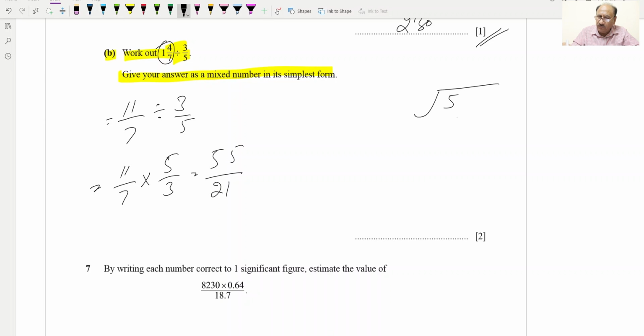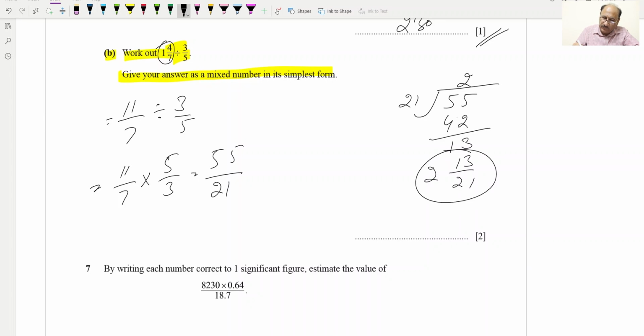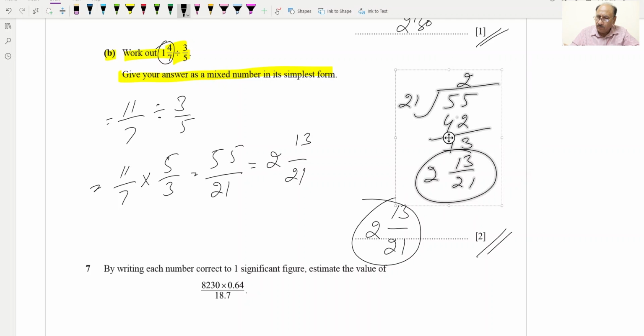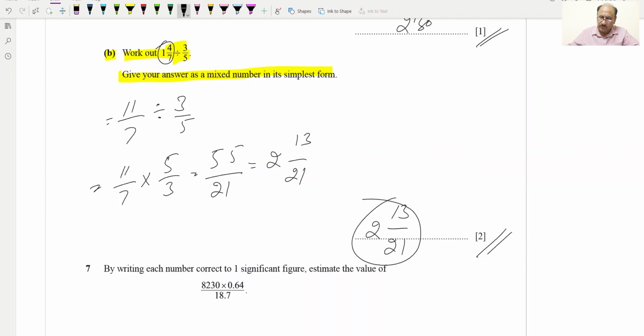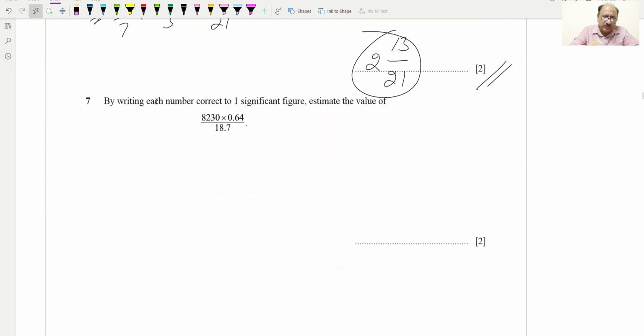55 over 21 we need to change into a mixed fraction. So we divide 55 by 21. This will be 42, and the remainder will be 13. So 2 whole 13 over 21 will be our answer, the proper answer. And this division I'm just erasing; it was just for your understanding. This is done. Now question number 7.